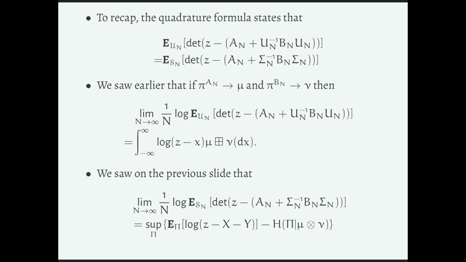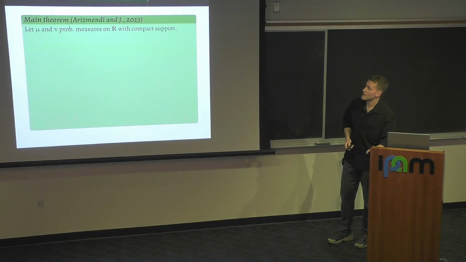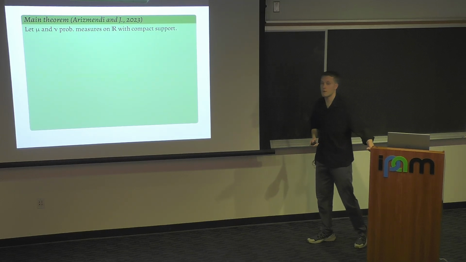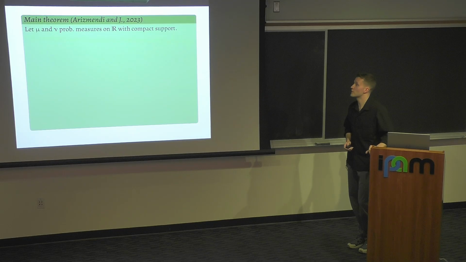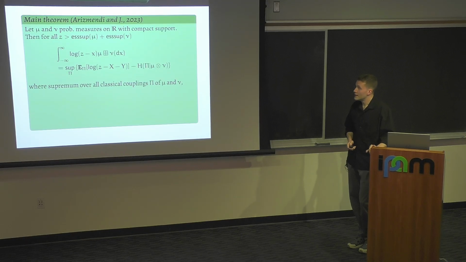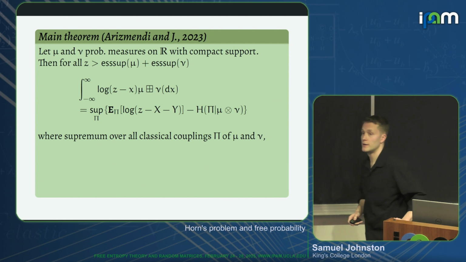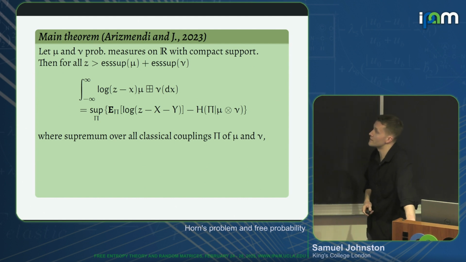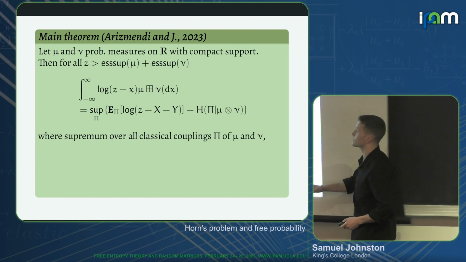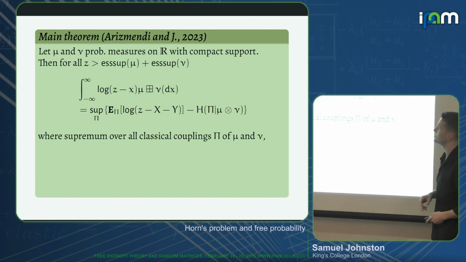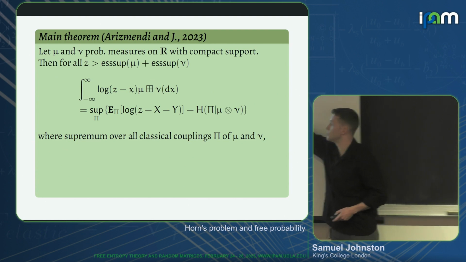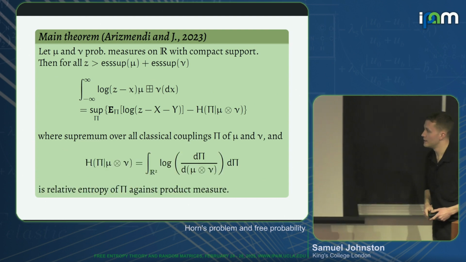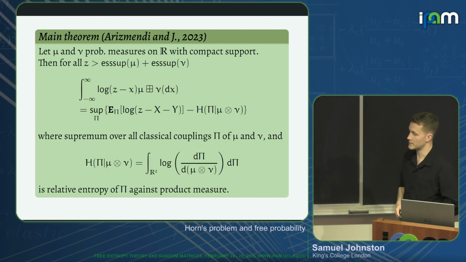And just combining these ingredients we have on this slide, we obtain a main result, so this is work with Octavio: if mu and nu are any probability measures on the real line with compact support, and z is a real number that's larger than the essential supremum of the supports, then this integral of a log potential against free convolution has to be equal to the solution of an optimal transport problem involving this entropy penalty.